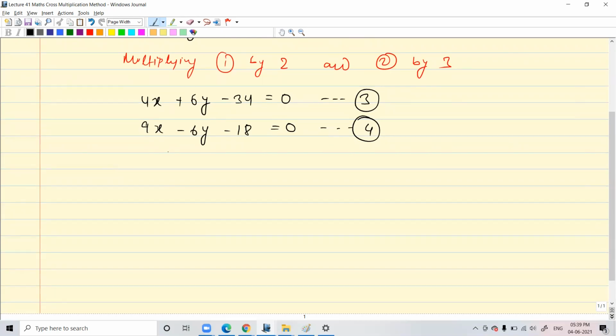How? There is plus 6y and there is minus 6y. So if we add them only, then they'll become 0, no? Because if you subtract, what will happen? The sign will change. Minus will become plus and it will become 12y. So we should not do subtraction here. We'll just do adding 3 and 4.